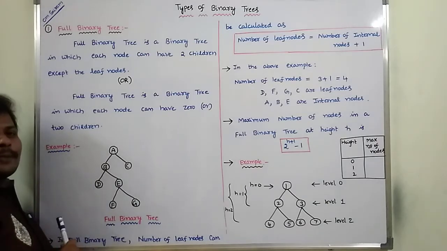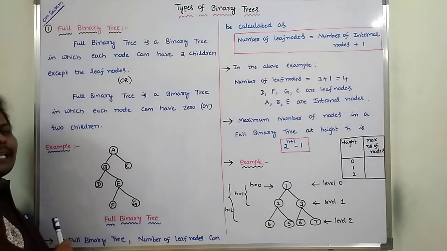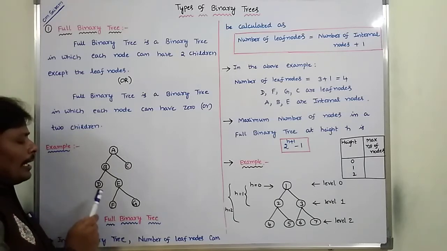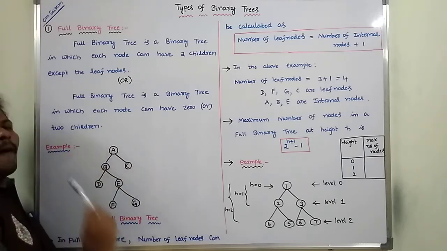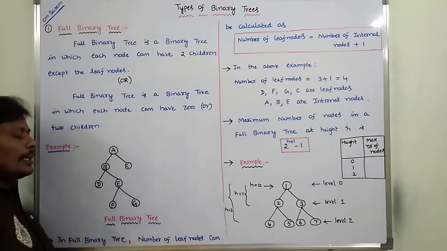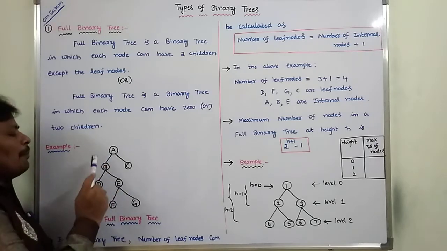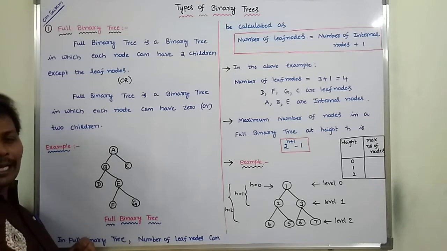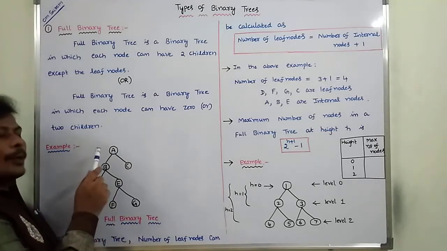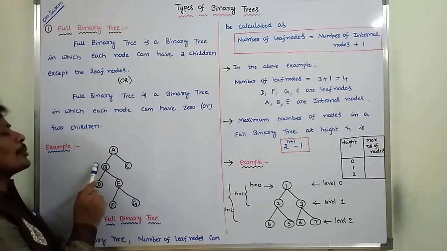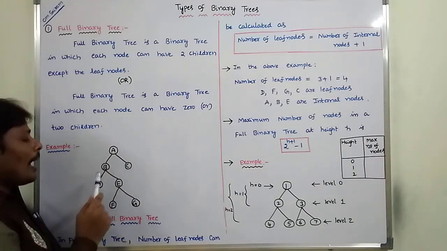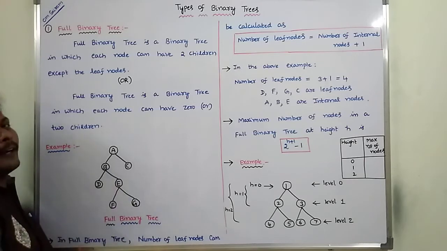Except the leaf nodes, every node in the full binary tree can have 2 children. So here D, F, G, C are leaf nodes because they do not have any child. Next, A, B, E are not leaf nodes, they are internal nodes, so they have 2 children. A has 2 children, B and C. B has 2 children, D and E. And E has 2 children, F and G.